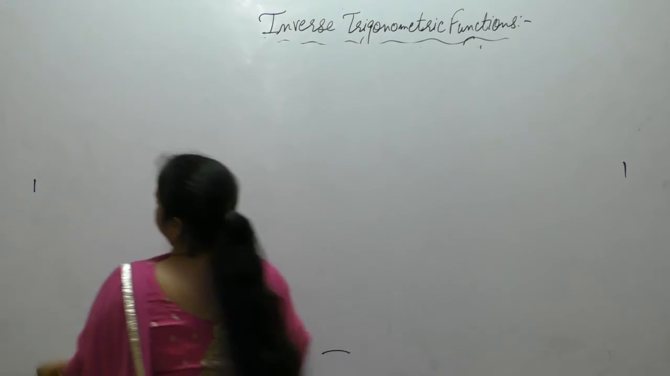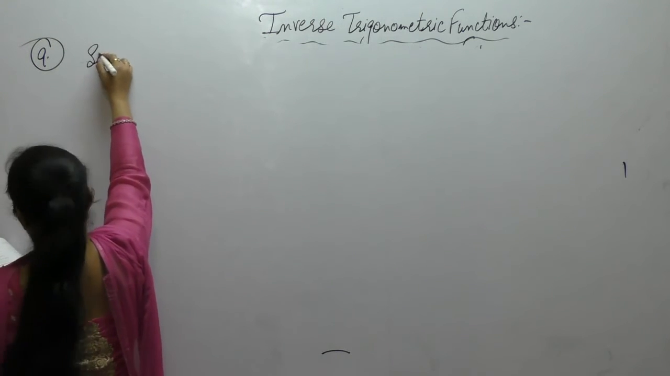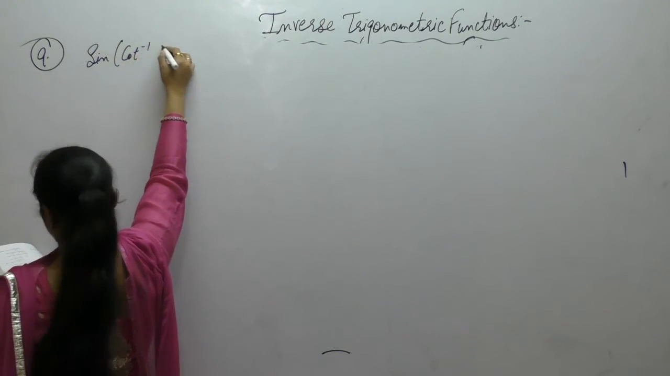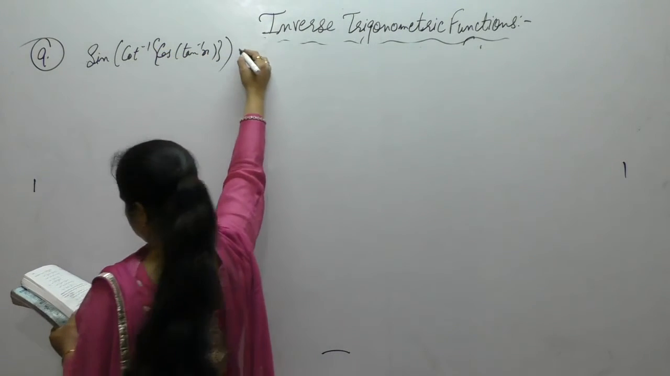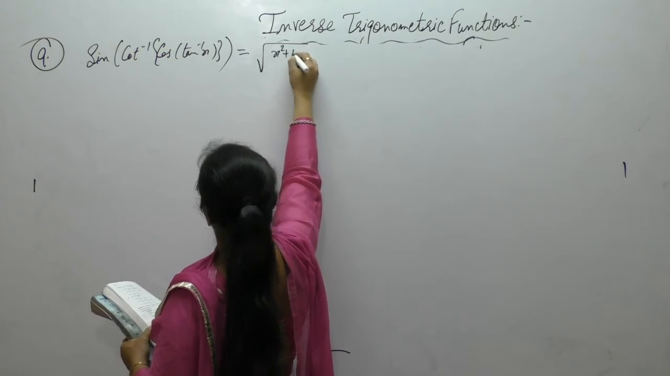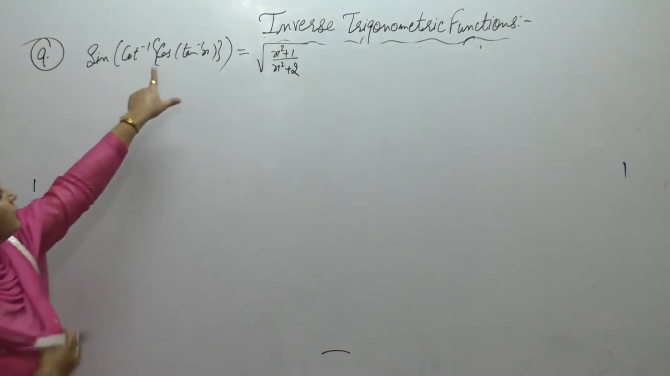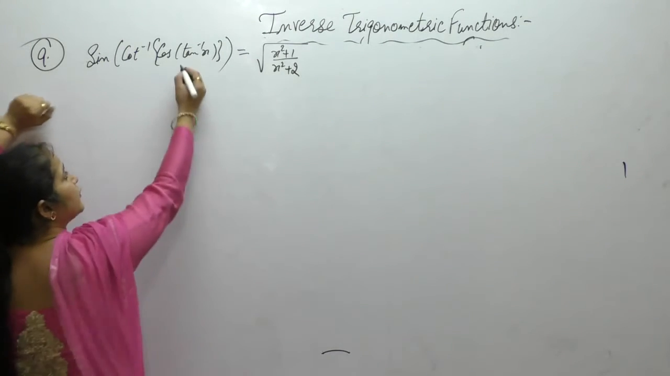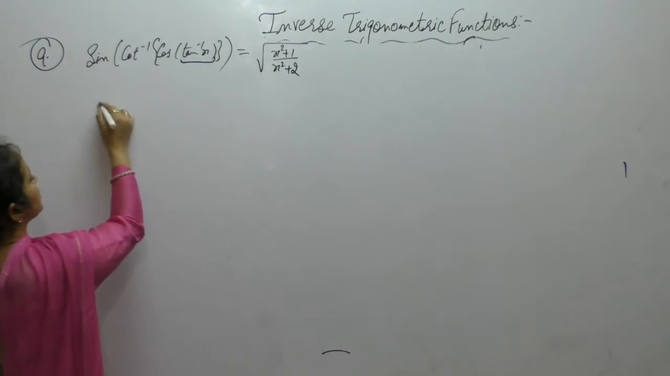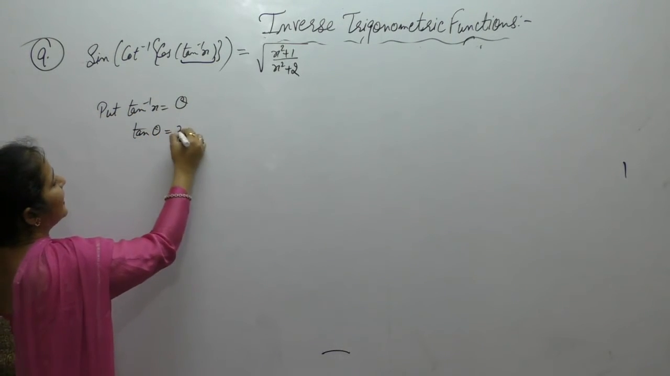Now the next is: prove that sine of cot inverse cos of tan inverse x is equal to root of x square plus 1 upon x square plus 2. First, we have to solve this bracket. Tan inverse is there and outside the function is cos, so we have to write in terms of cos. So put tan inverse x as theta. So tan theta is x.